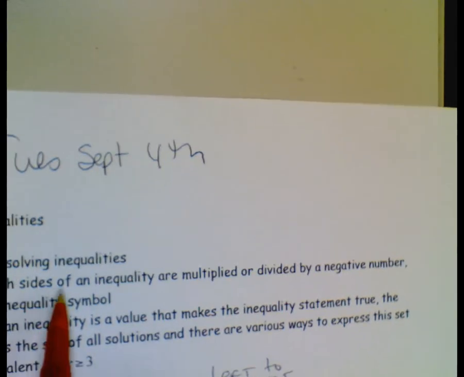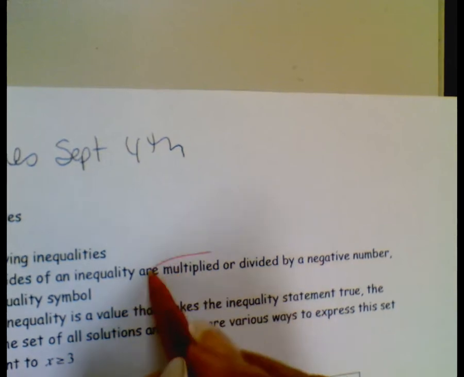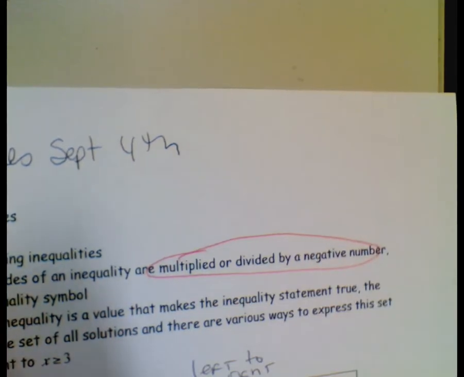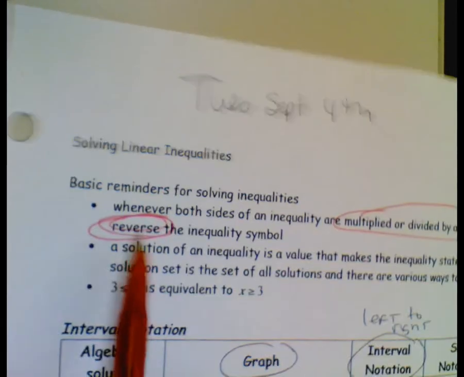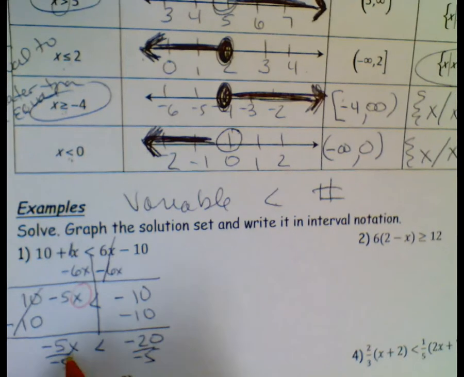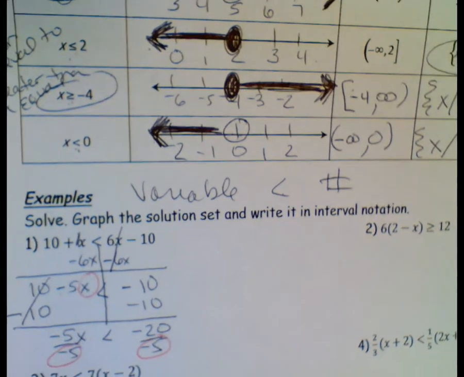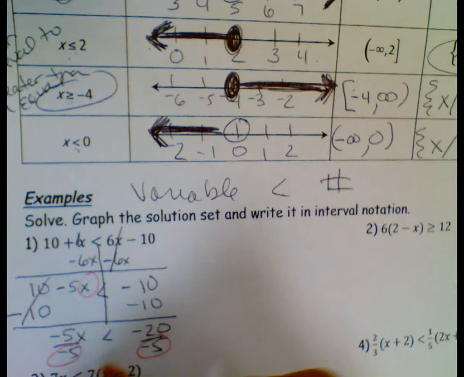So this is where the bullet point comes in at the top. Let's reread this. Whenever both sides of an inequality are multiplied or divided by a negative number, you're going to reverse the inequality. So when you multiply or divide by a negative number, reverse the inequality. We just divided by negative 5. Do you see that? We just divided by a negative number. So we're going to reverse this.